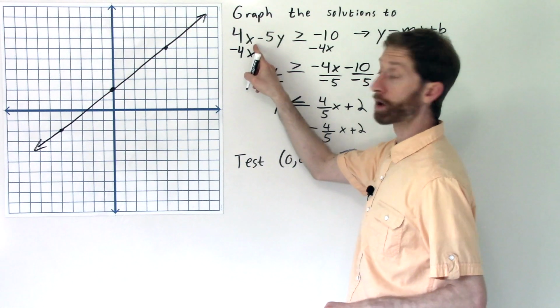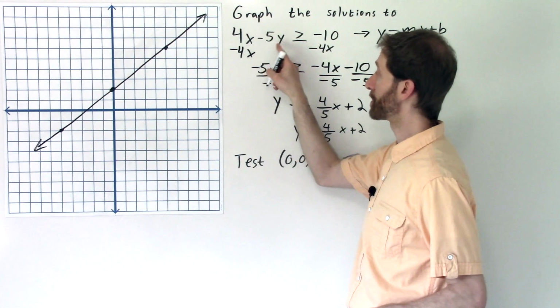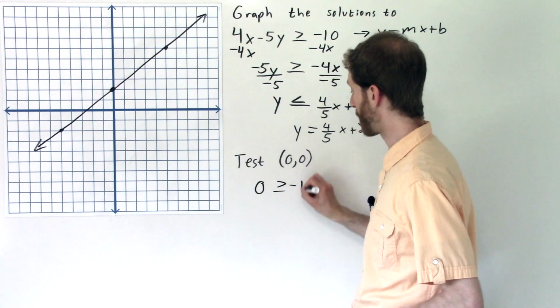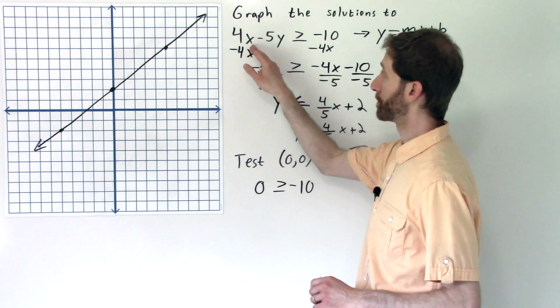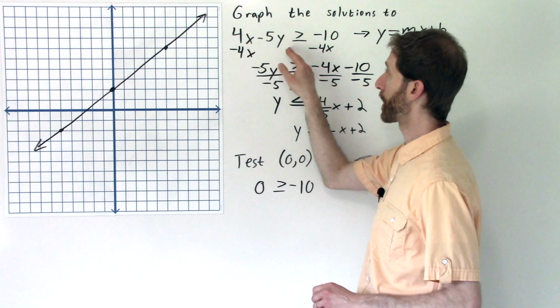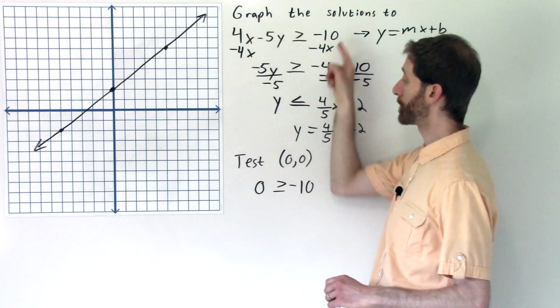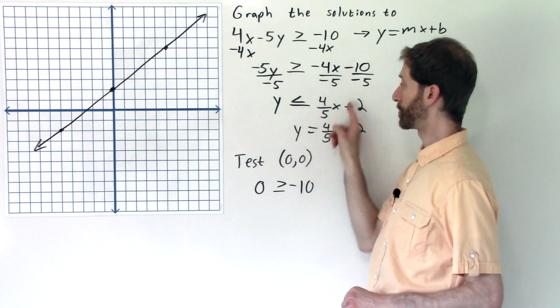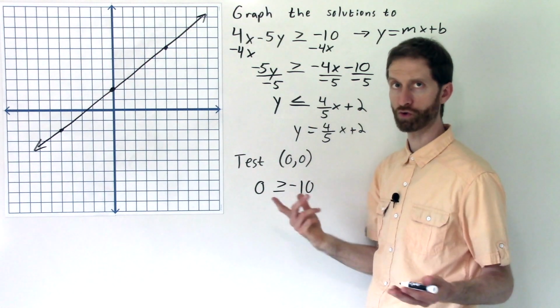If I plug in 0 for x, that's 0. Minus 5 times 0 is 0. So you'll get 0 is greater than or equal to negative 10. That's a true statement, right? This is 0 when you plug in x and y for 0, and it is greater than or equal to negative 10. If you plugged it in here, you would have had 0 is less than or equal to 0 plus 2, which is also true.